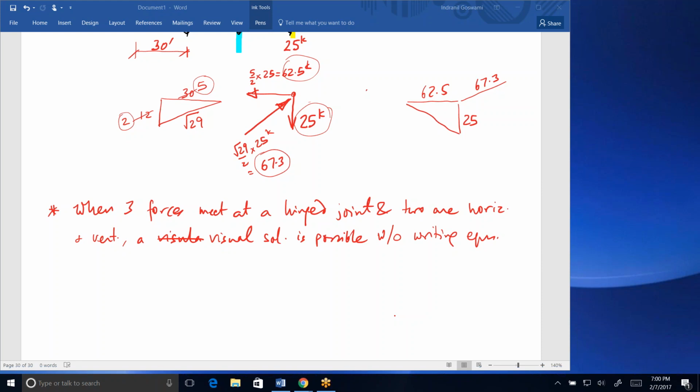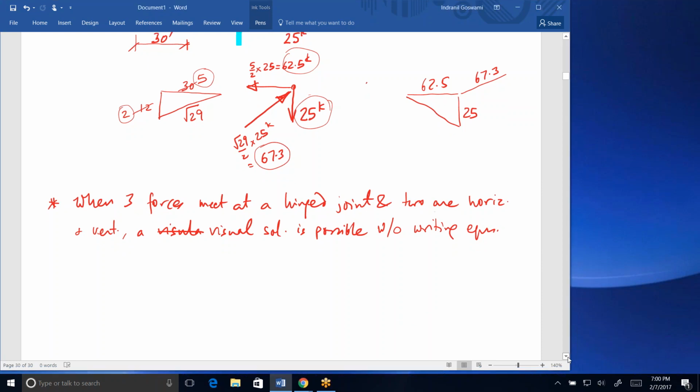Similarly, I'm suggesting a shortcut here, but that's not to say that you must solve it that way. I'm just saying that when this situation arises, there may be a shortcut to solve it instead of going through the laborious writing out of equations, drawing free body diagrams, and this and that.